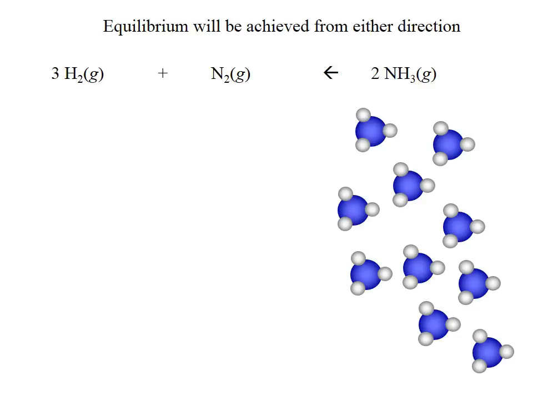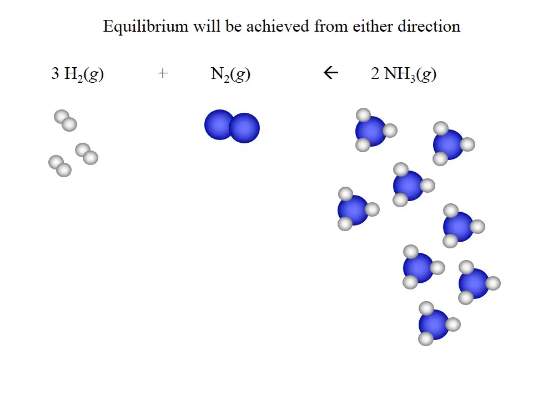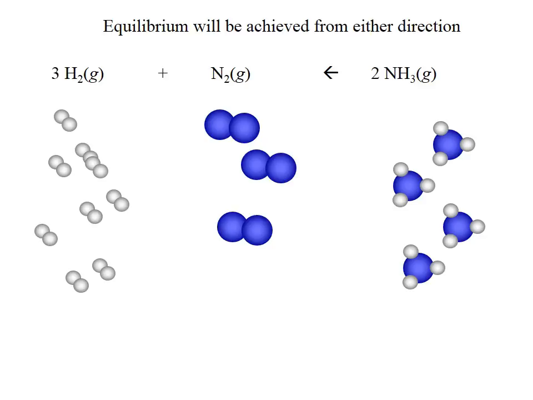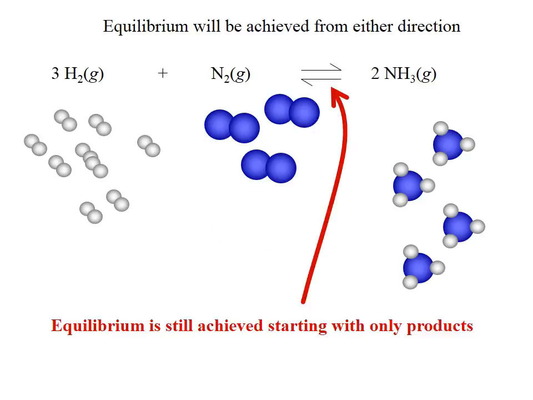So from our little cartoon, if we start with 100% product, then those product molecules are going to collide with each other, and they are going to produce hydrogen and nitrogen. Those will begin to accumulate, and eventually they will also come to equilibrium. So equilibrium is still achieved starting only with everything on the product side.